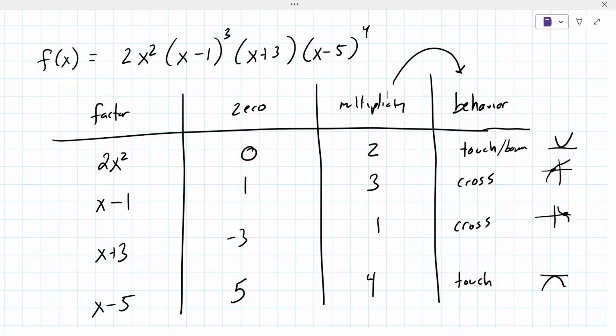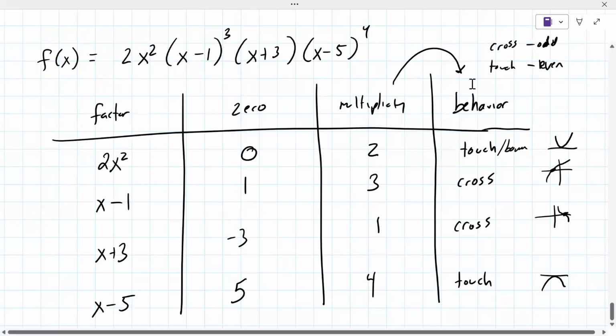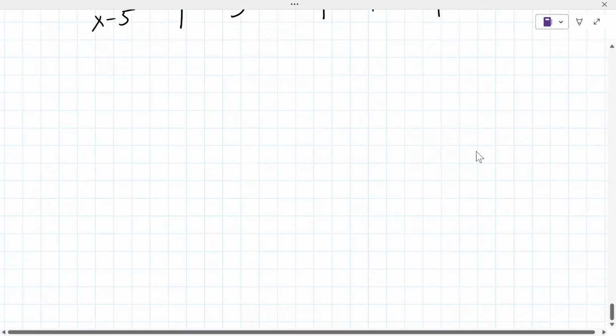I don't know. The ones that touch have an even multiplicity, but I don't know if that's the rule. Yep, that's it. Cross is odd, touch or bounce is even. You have to remember that. Okay, so that's for the touch, but cross is just odd. Yeah, that makes sense. That's the rule. Okay, so new problem here.